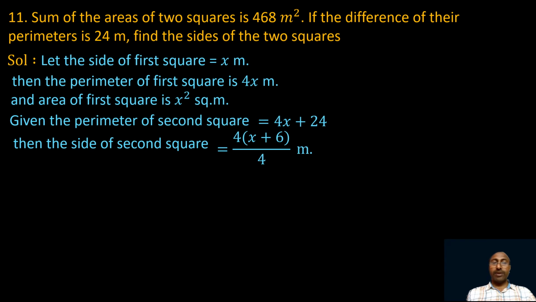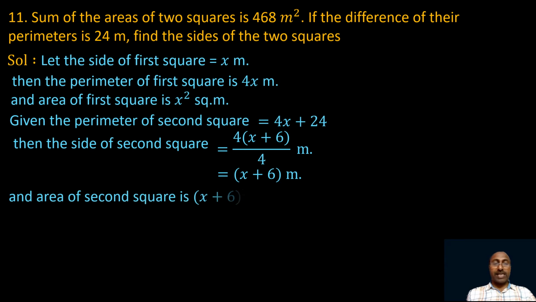Okay, so now the side of the second square is 4 into (x plus 6) by 4, because we know that side is equal to perimeter by 4. 4 into (x plus 6) by 4 is equal to x plus 6. So when the side of the first square is x meters, then the side of the second square is x plus 6 meters, and the area of the second square is equal to the square of the side, that is (x plus 6) whole square meters.